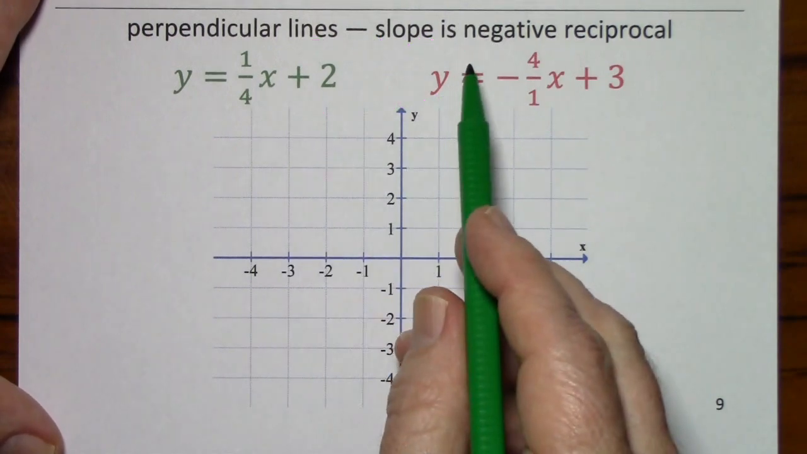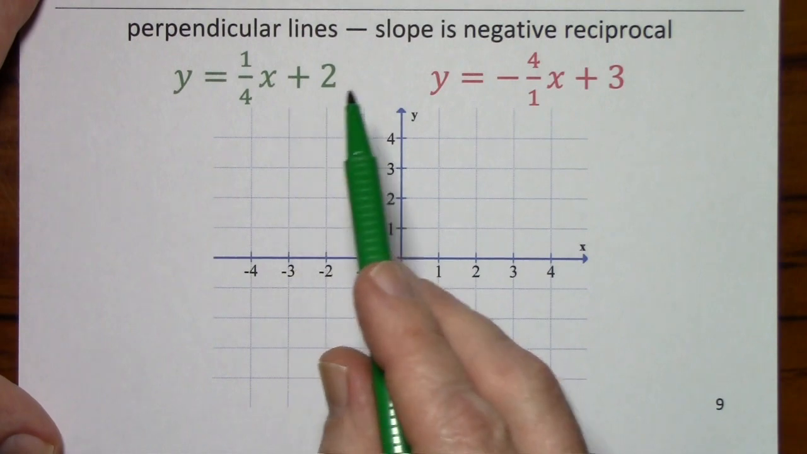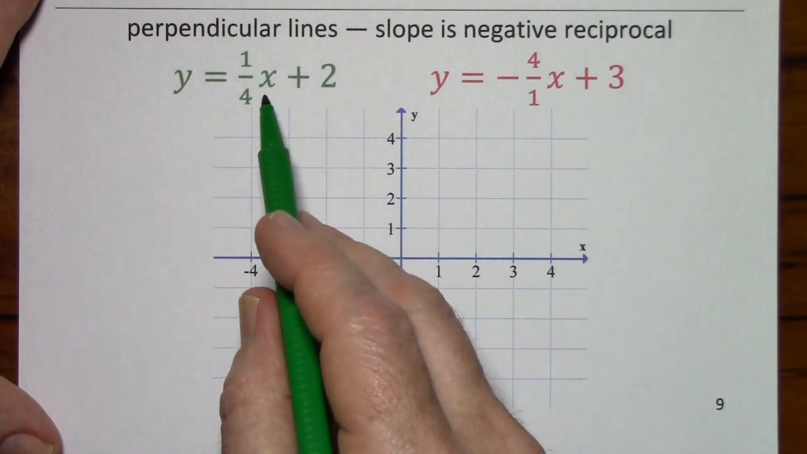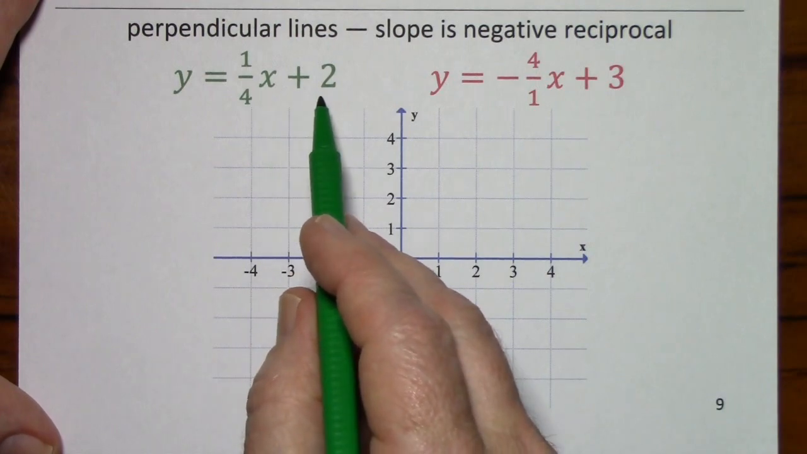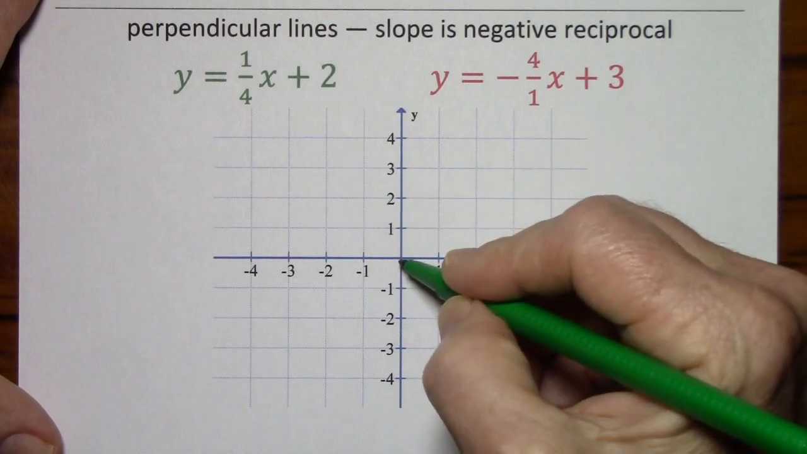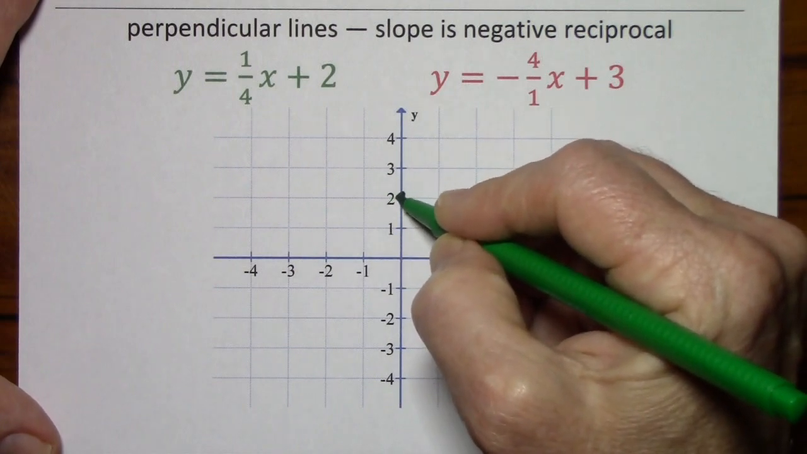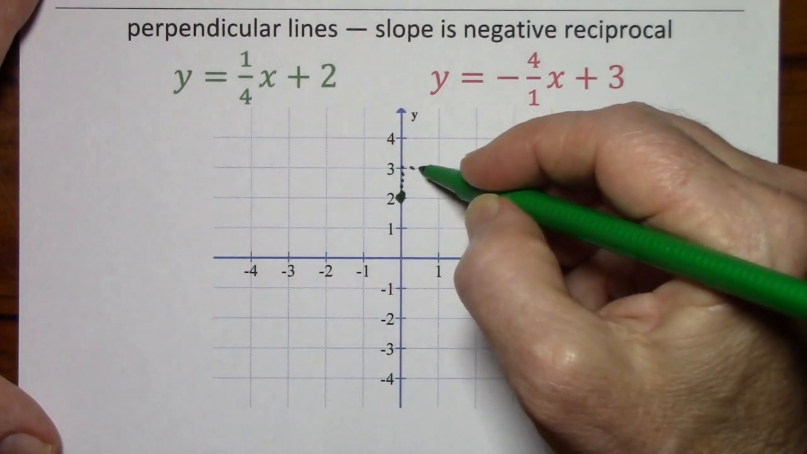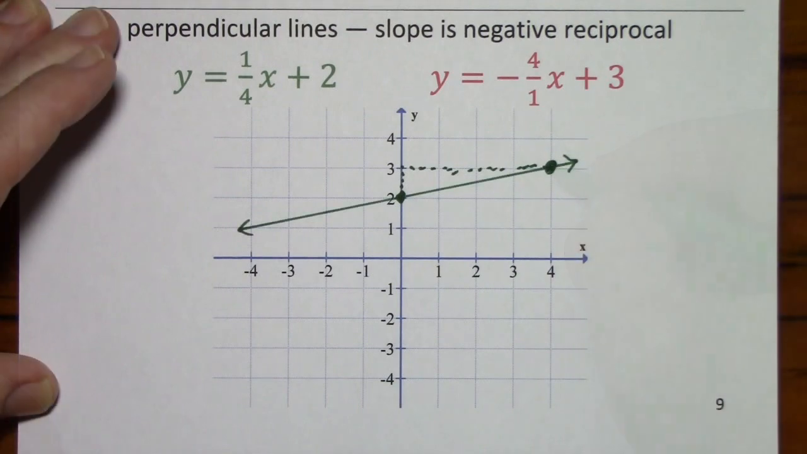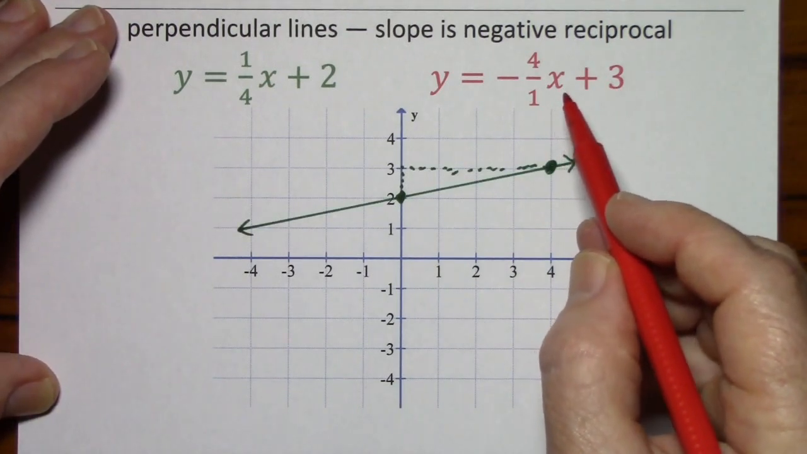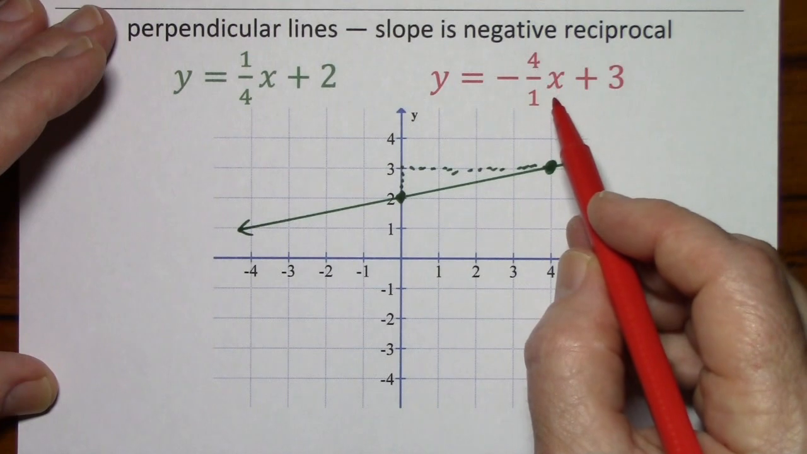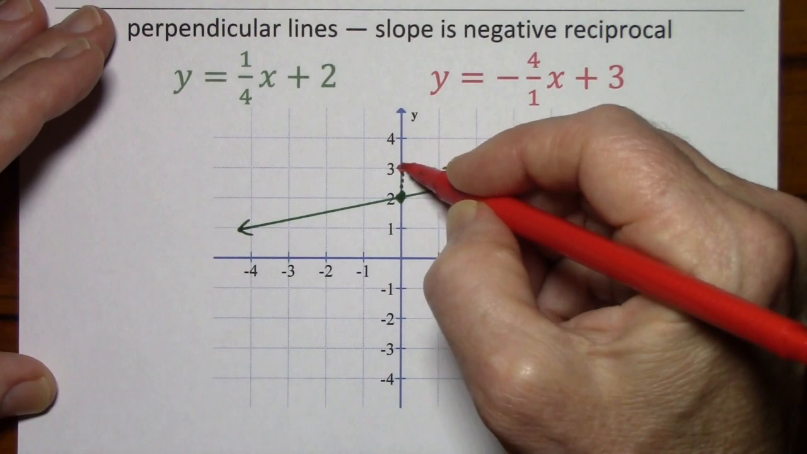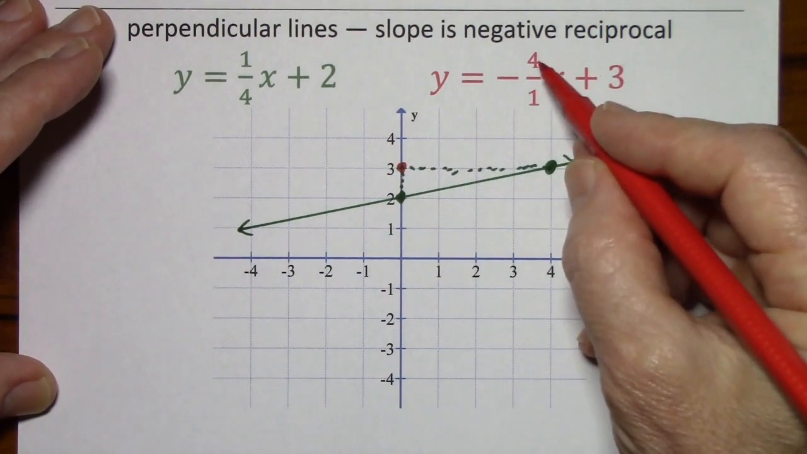Now for the perpendicular lines, first I'll graph the lines and then we'll talk about the slopes. So for this line, when x is 0, y is a positive 2. The slope is 1/4, so that's up 1 over 4. And then for this equation, when x is 0, y is 3. Slope is down 4 over 1.